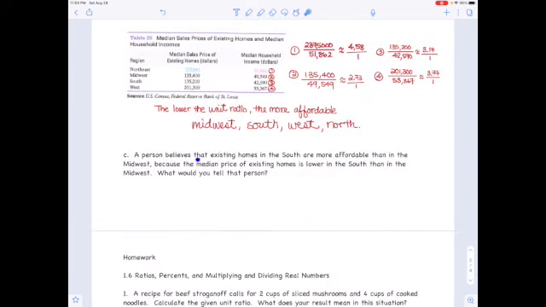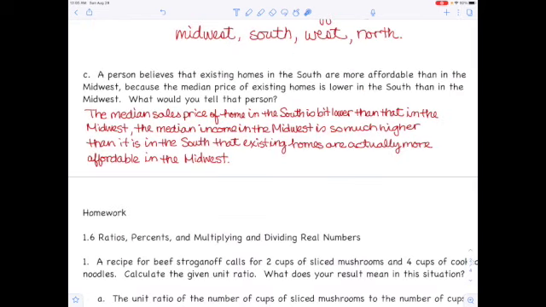Letter C. A person believes that existing homes in the South are more affordable than in the Midwest because the median price of an existing home is lower in the South than the Midwest. What would you tell that person? To give you a proper explanation, the median sales price of a home in the South is a bit lower than in the Midwest. The median income, that's important, in the Midwest is so much higher than it is in the South. Existing homes are actually more affordable in the Midwest because the people there make much more money. Buy a home that's a little bit more expensive, it might not take as big of a paycheck to pay for it. So that's why there's a difference.